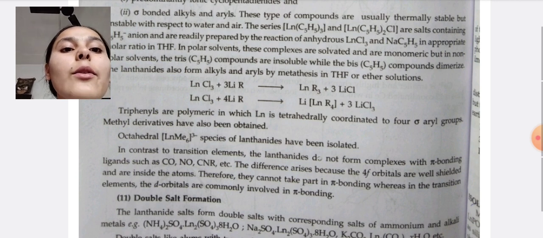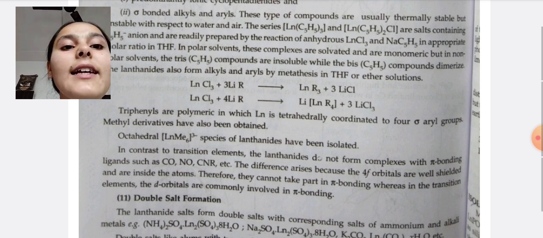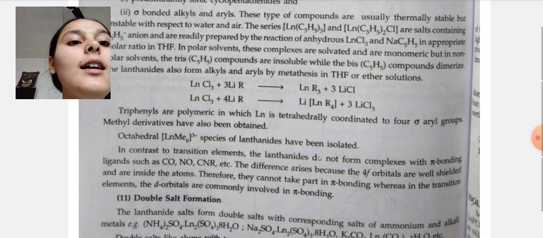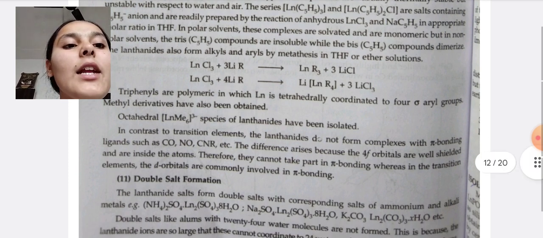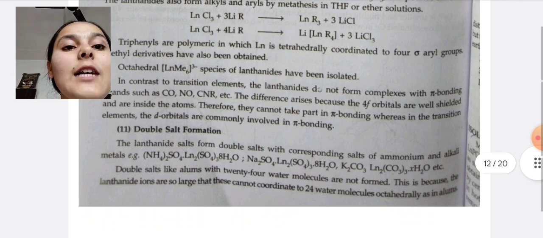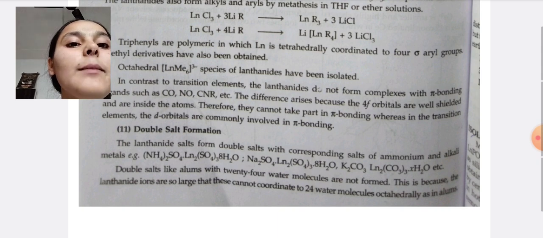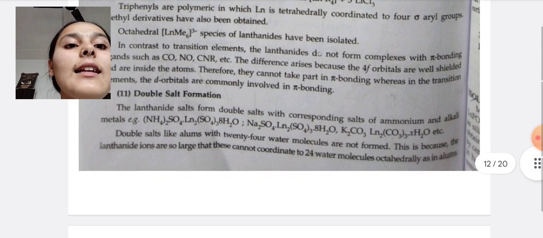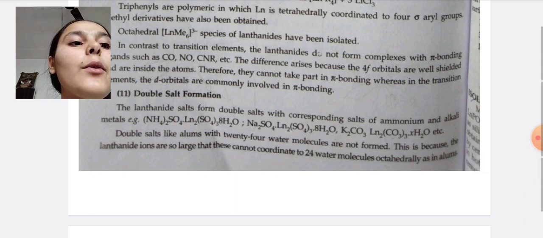In contrast to transition elements, the lanthanides do not form complexes with pi bonding ligands such as CO, NO, CNR, etc. The difference arises because the 4f orbitals are well shielded and are inside the atoms. Therefore, they can't take part in pi bonding, whereas in the transition elements, the d orbitals are commonly involved in pi bonding. Double salt formation. The lanthanide salts form double salts with corresponding salts of ammonium and alkali metals. Double salts like alums with 24 water molecules are not formed. This is because the lanthanide ions are so large that they cannot coordinate to 24 water molecules octahedrally as in alums.